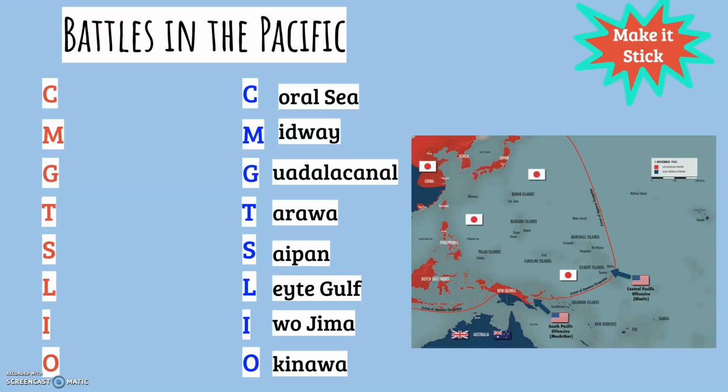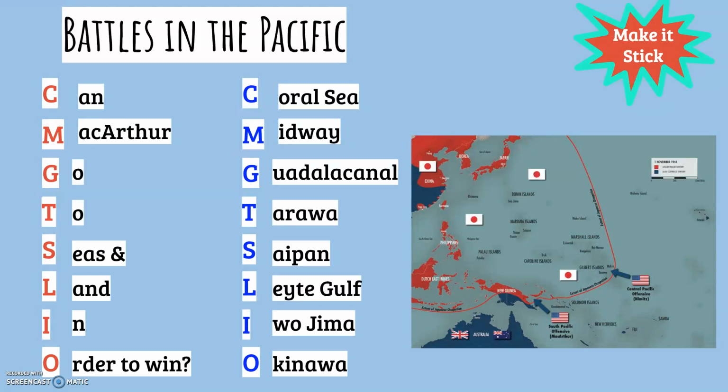So, for example, to remember the battles in the Pacific, the way I teach them to memorize it is, can MacArthur go to seas and land in order to win? Now, this is directly helpful in remembering the content that we're trying to memorize because MacArthur is the general that is in charge of the battles out in the Pacific, and he really is trying to go through the seas and eventually get to the mainland of Japan in order to win.